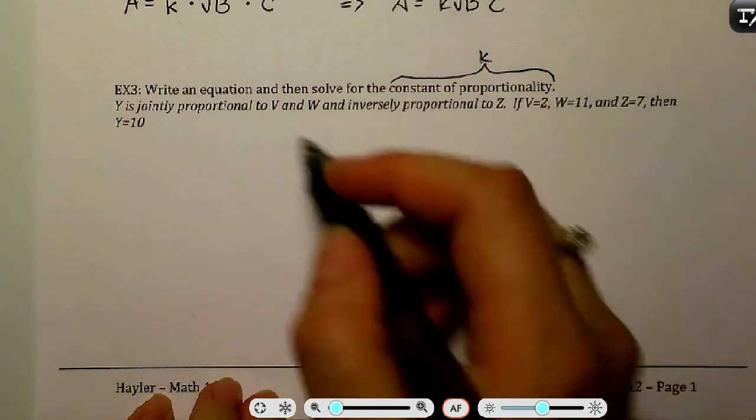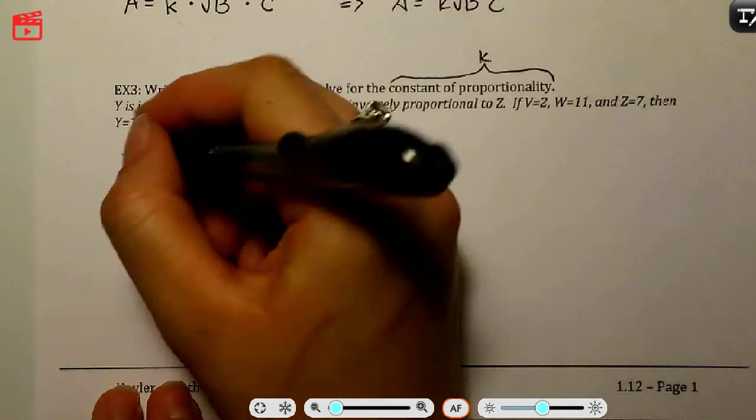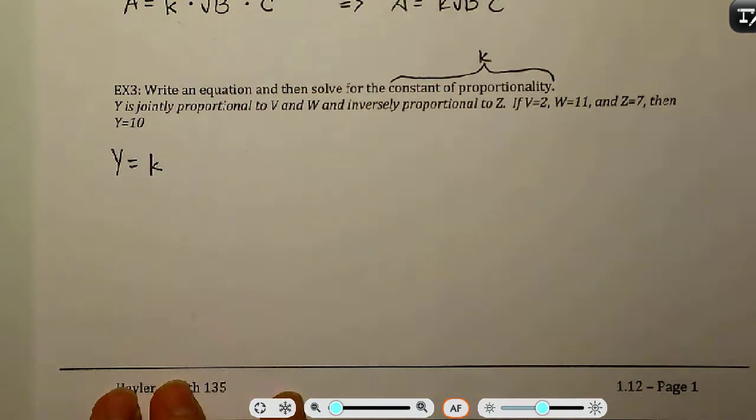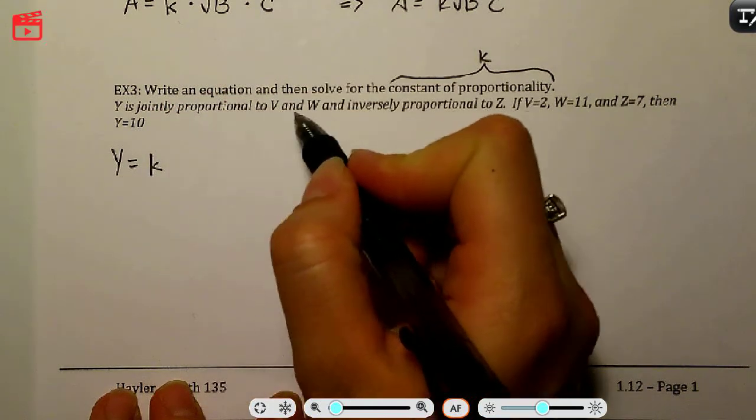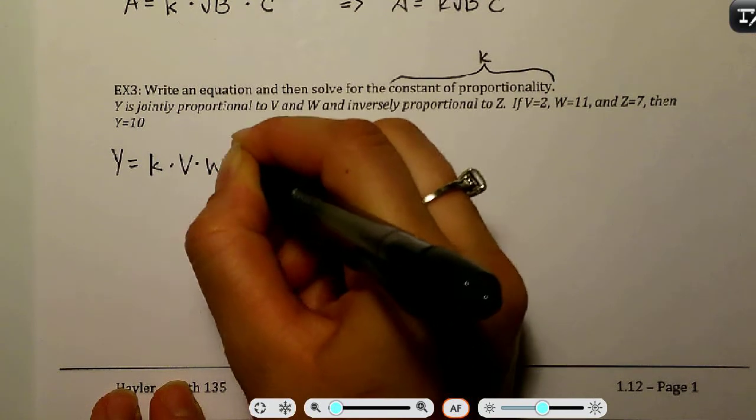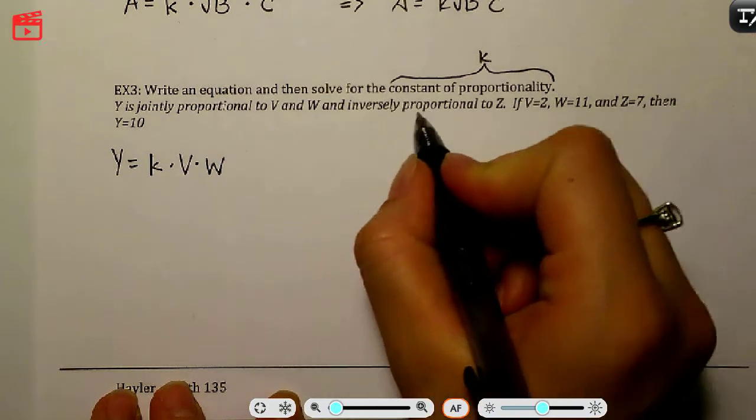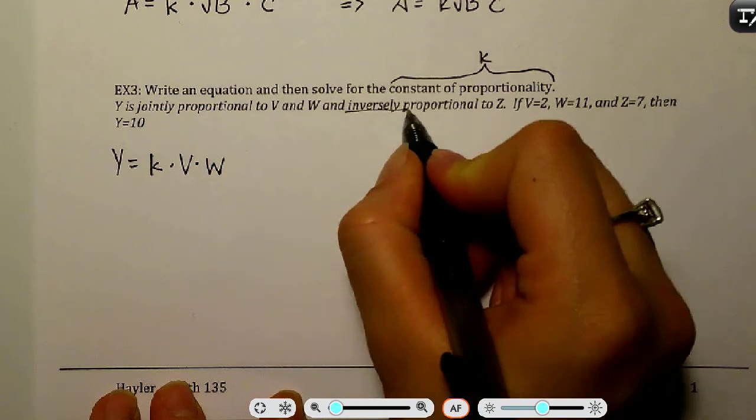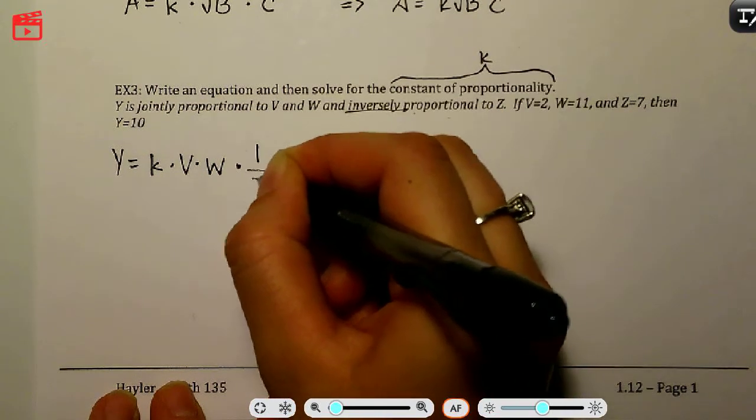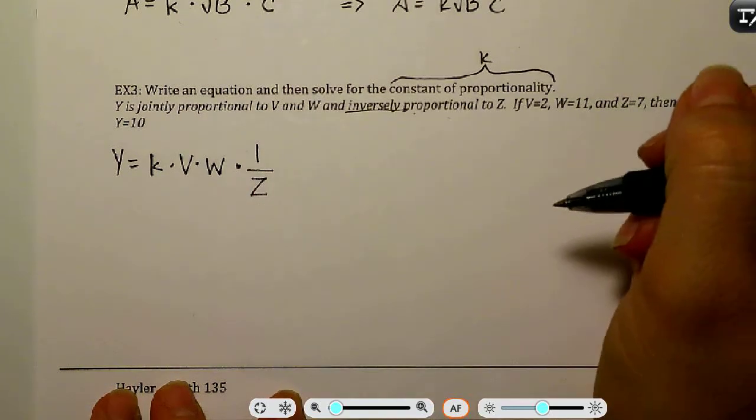Alright, so y is jointly proportional. Okay, so y is immediately, bam, I put down my constant. Jointly proportional to v and w. Okay, well, v and w. And inversely, so we're going to take the inverse, inversely proportional to z. Alright, there we go. Notice these are all capitals.